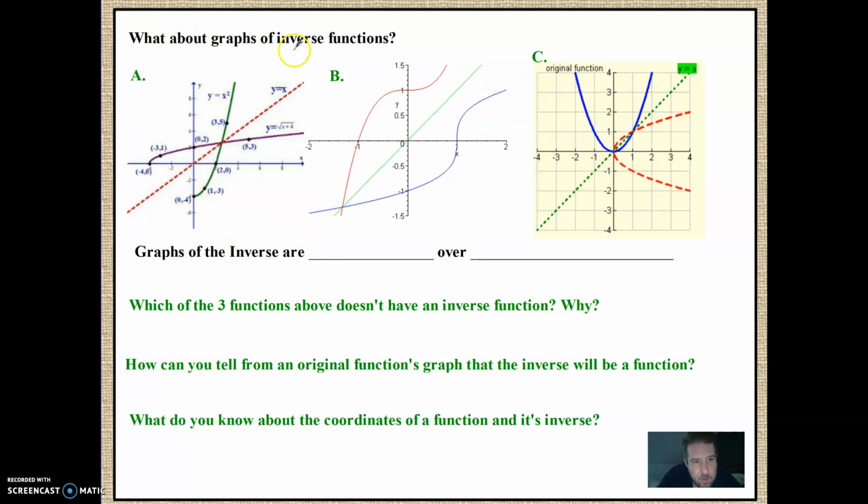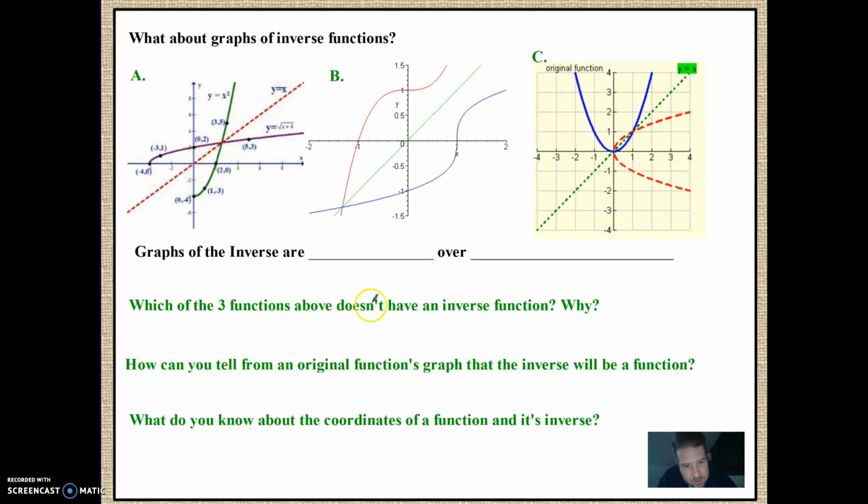So what about graphs of the inverse functions? The graphs of the inverse functions are blank over blank. In this case, you'll notice that the inverse functions are always reflections over the y equals x line. This line right here represents y equals x, and you'll see that this graph is a perfect reflection over that green line. Same with this purple function, which is a perfect reflection over this red line.